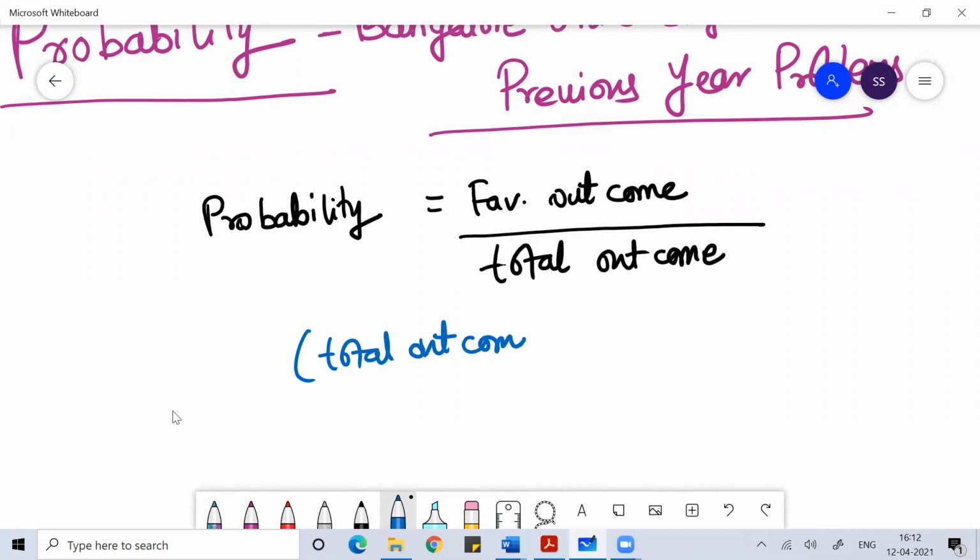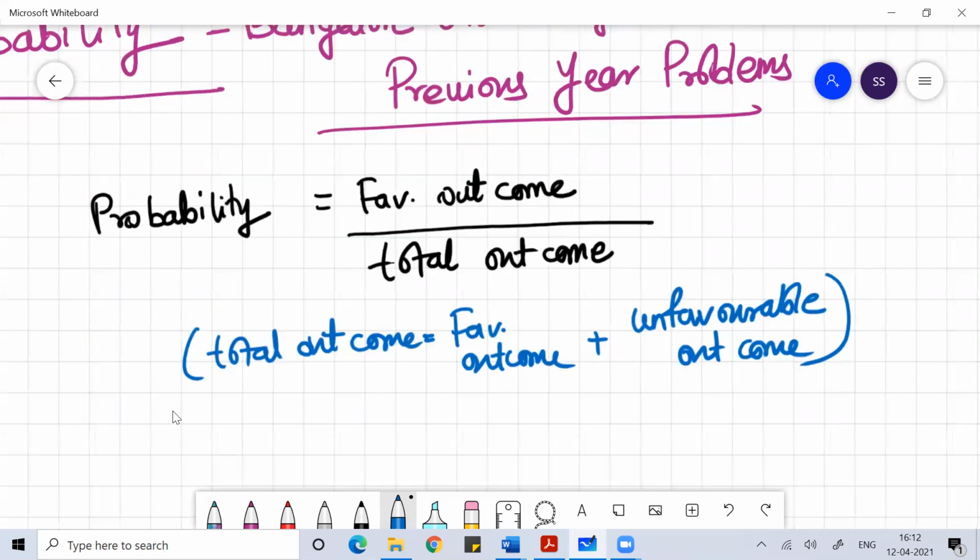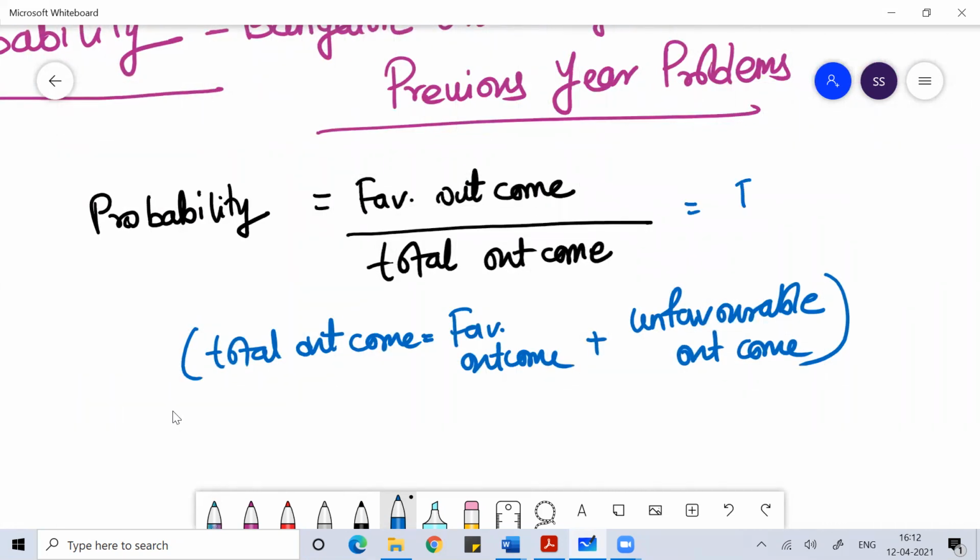Total outcome in case of probability is equal to favorable outcome plus unfavorable outcome. So when we say total outcome, it is the sum of favorable and unfavorable outcomes. Whenever I have to define probability, it is favorable outcome divided by favorable outcome plus unfavorable outcome.